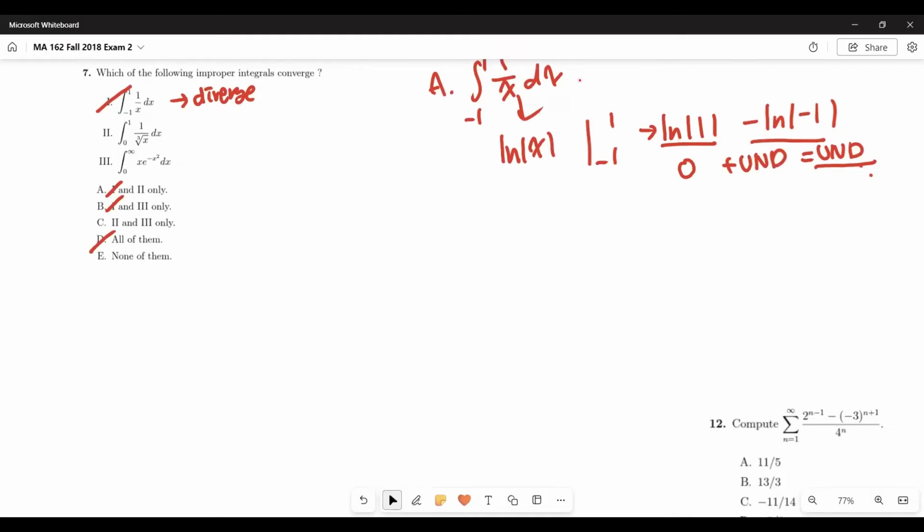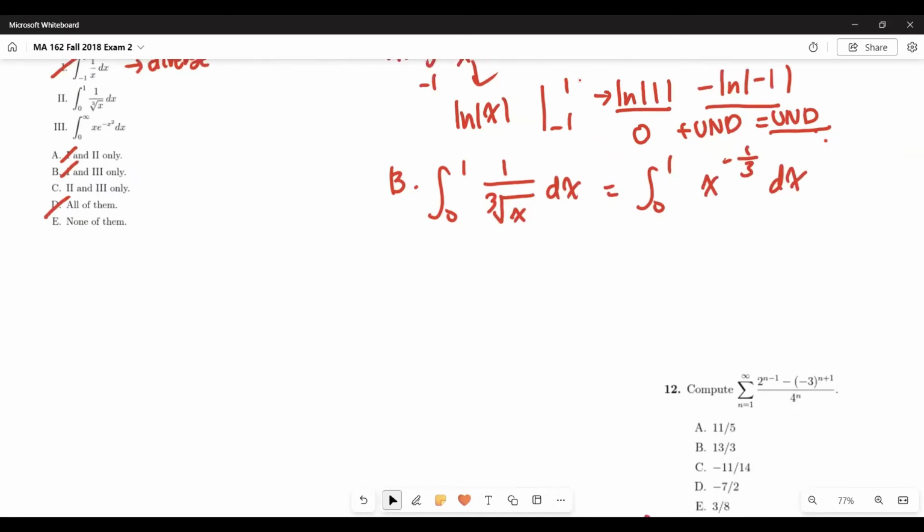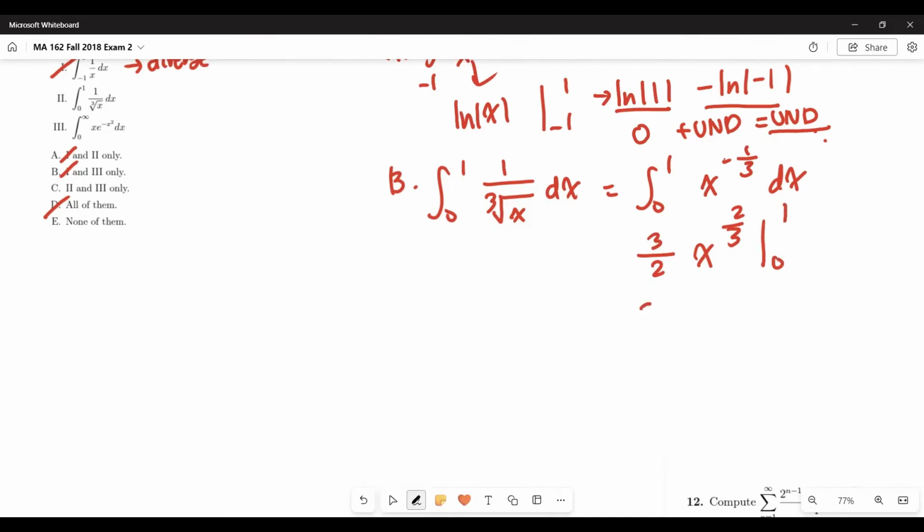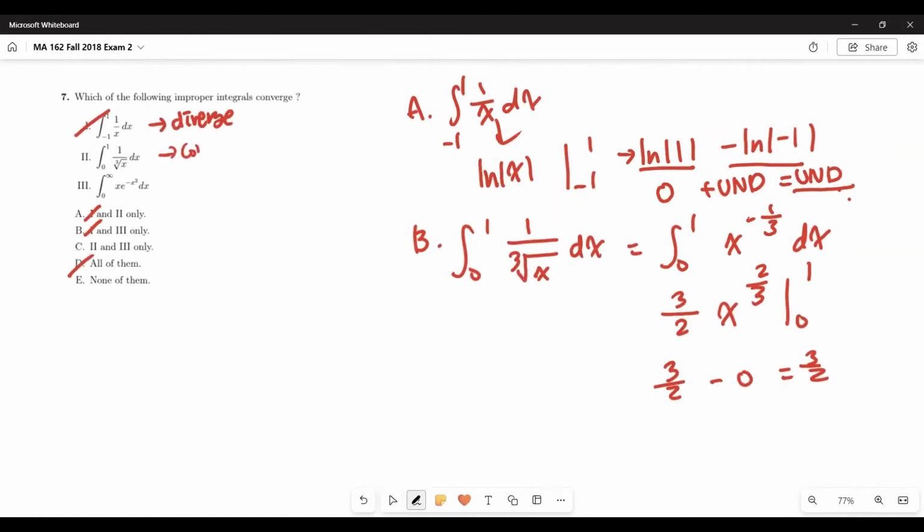Cool. And then option B, the integral from 0 to 1 of 1 over cube root of x dx, which can be written as the integral from 0 to 1 of x to the negative 1/3 dx. Okay, and you can integrate this, right? It becomes x to the 2/3, and then times 3 over 2, sorry. Integrating from 0 to 1, this becomes 3 over 2 minus 0. So this is just 3 over 2. So this one actually converges, right? So B works.